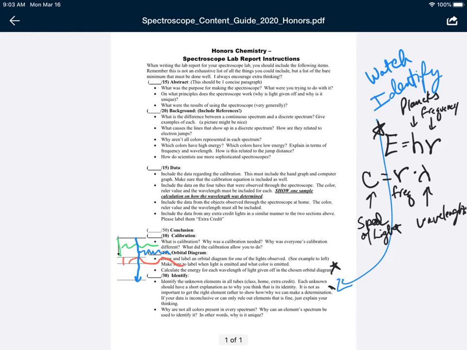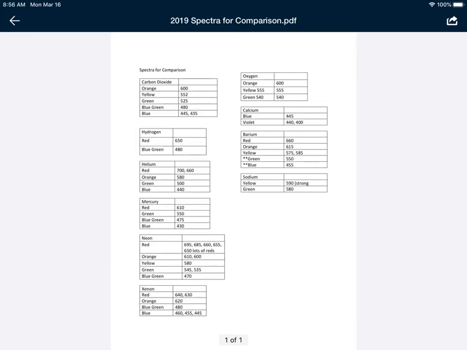Okay, I'm going to put the spectra for comparison picture next, and then if I can figure out how to do that, and then I'll be done. Whiteboard, I believe in you.